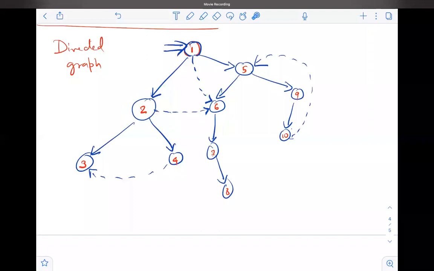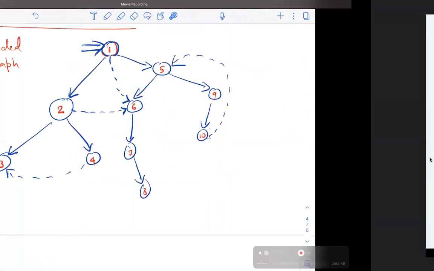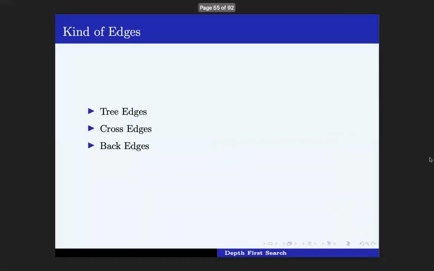So cross edges can be there, but that depends upon the ordering. So you cannot flat out say that cross edges cannot be there. Cross edges, tree edges, and back edges, all of them are possible. In fact, there can be forward edges also.